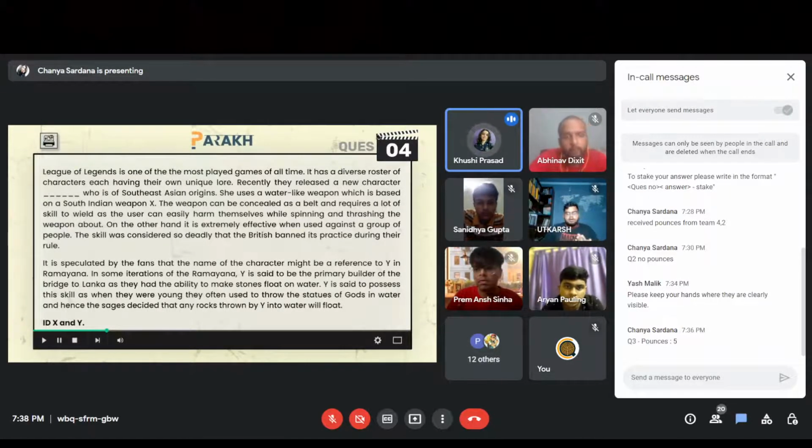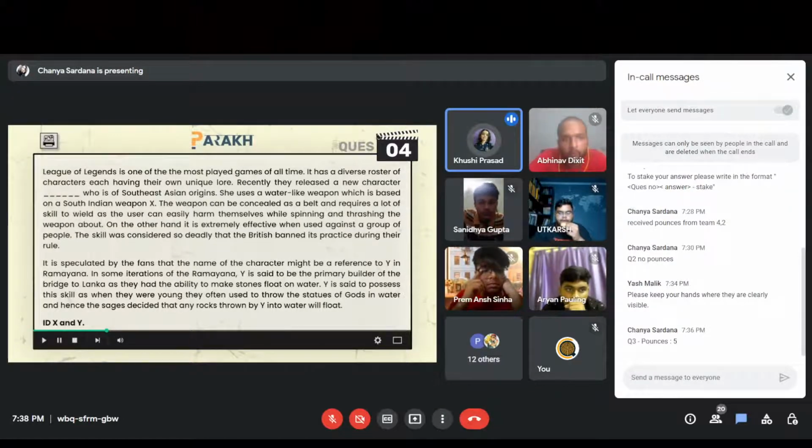The weapon can be concealed as a belt and requires a lot of skill to wield, as the user can easily harm themselves while spinning and thrashing the weapon about. On the other hand, it is extremely effective when used against a group of people. The skill was considered so deadly that the British banned its practice during their rule.